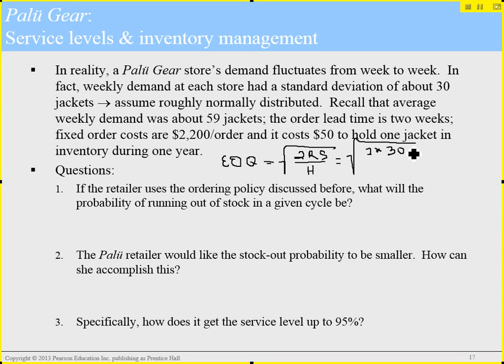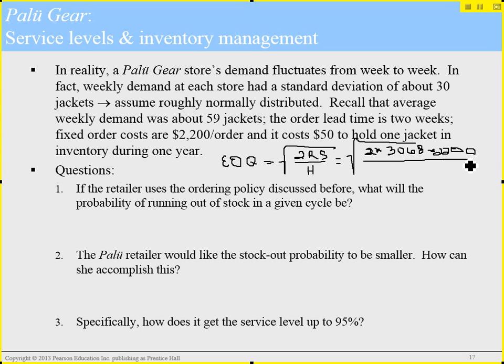What's my setup cost or ordering cost? 2,200. Right, so I'm going to take all of that as my numerator. That's a rough 0, and that's a 2. It just looks more like a 1 there.